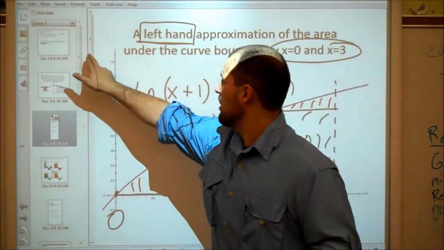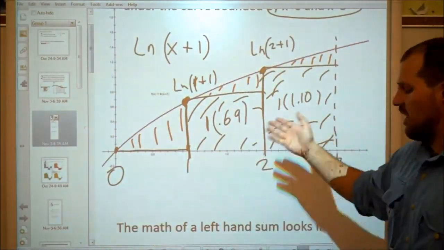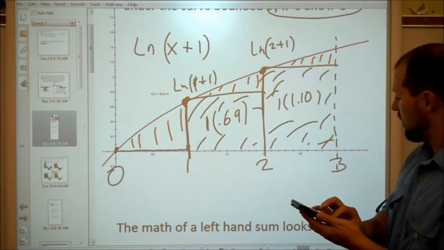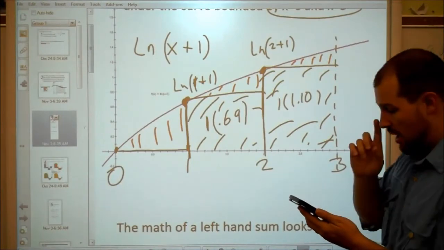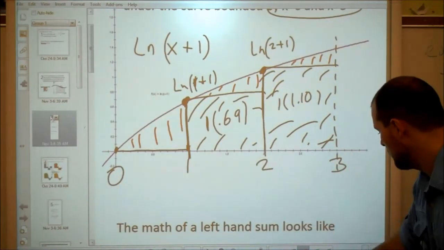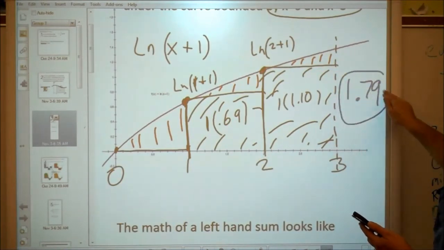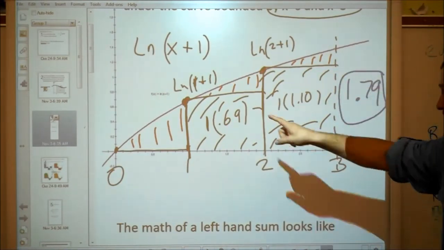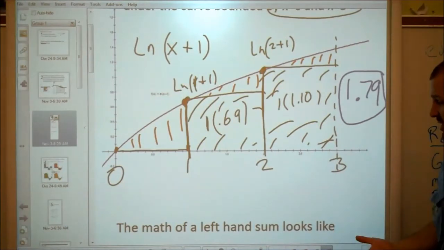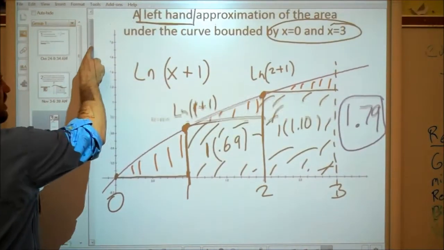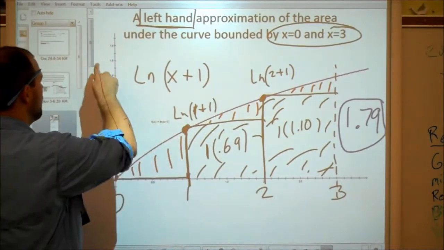If we want our total area, all we have to do now is add up our rectangles. So I'm going to get 0.69 plus 1.10, and my approximation for that then is 1.79 square units. Okay, so that's my total. I'm just adding up those two rectangles. Pretty simple.